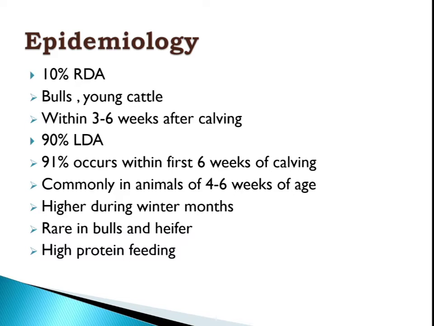And the left displacement of abomasum occurs within first 6 weeks of calving and commonly in animals of 4 to 6 weeks of age. The condition is higher during winter months and rare in bulls and heifers, and it is common in high protein feeding animals.